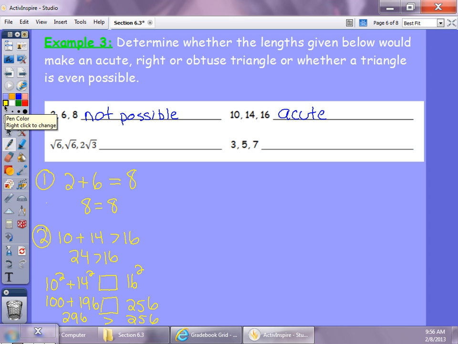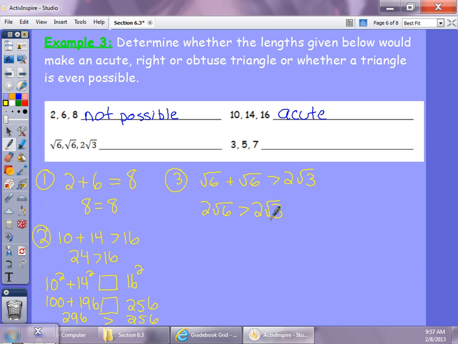Right, so for example 3, again we're going to test to see if the two smaller sides added up are greater than the longest side. So root 6 plus root 6 to 2 root 3. Okay, so we're testing to see if it's greater. So root 6 and root 6, so 1 root 6 plus 1 root 6 is 2 root 6. So we do know that 2 root 6 is going to be greater than 2 root 3.